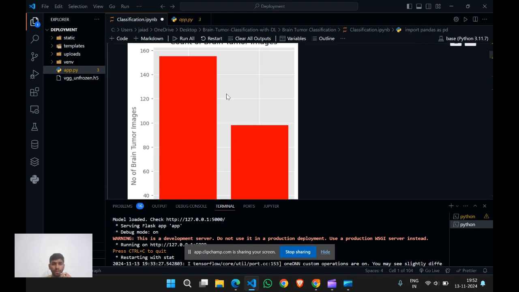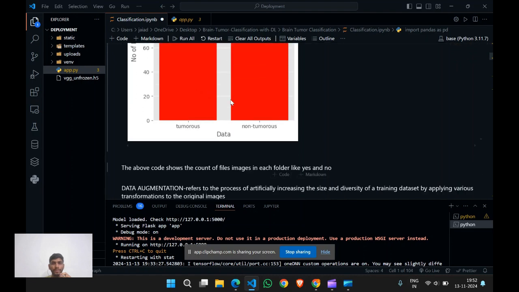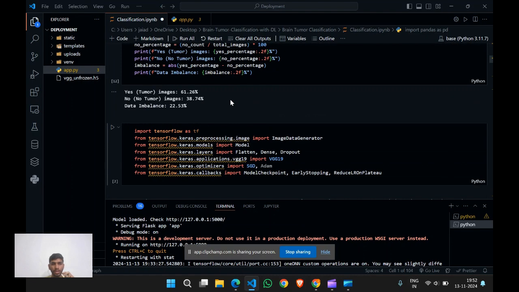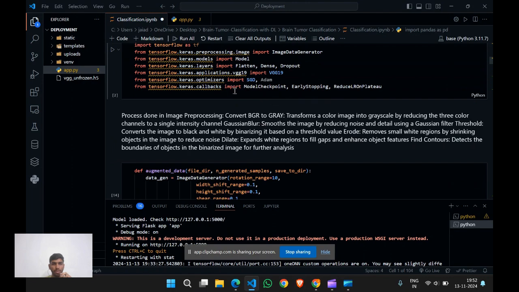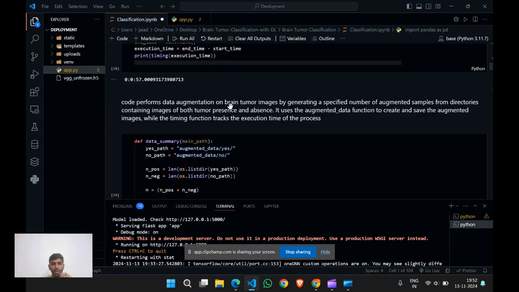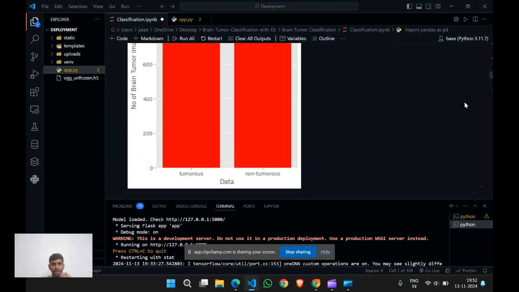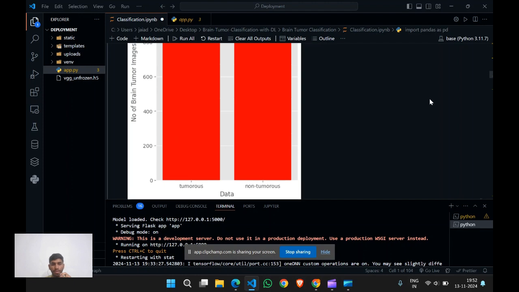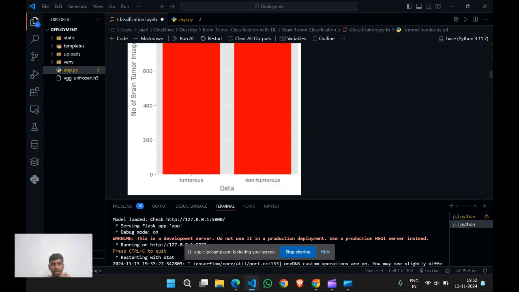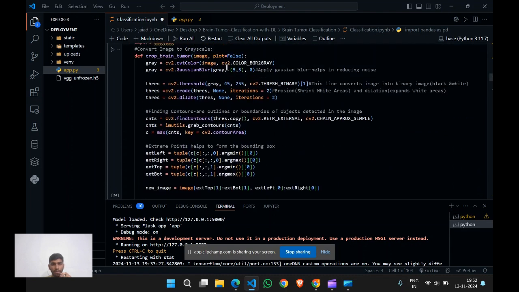So this was the count of the images before doing it. After doing it, there was also an imbalance, which we have handled as well. After doing it, the data set size has increased. Here you can see the data set in tumorous and non-tumorous. This helps the model to learn the complex patterns easily.